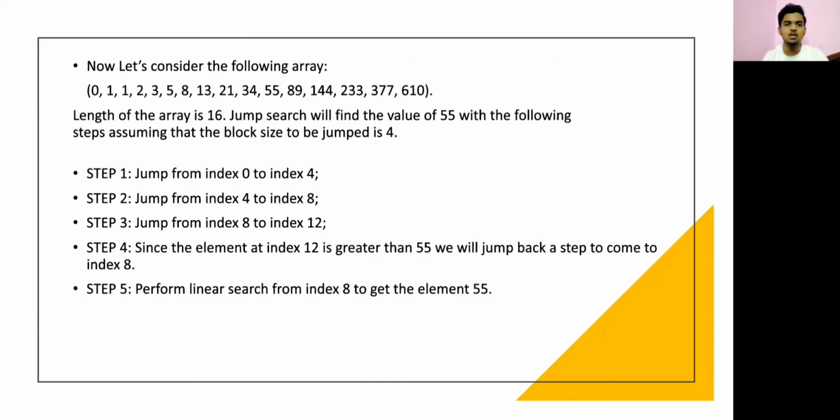Now, let us consider the following array: 0, 1, 1, 2, 3, 5, 8, 13, and so on. The length of the array is 16. Then the jump search will find the value 55 with the following steps, assuming that the block size to be jumped is 4. In step 1, jump from 0 index to the 4th index. In the second step, jump from index 4 to index 8. In third step, jump from 8th index to the 12th index.